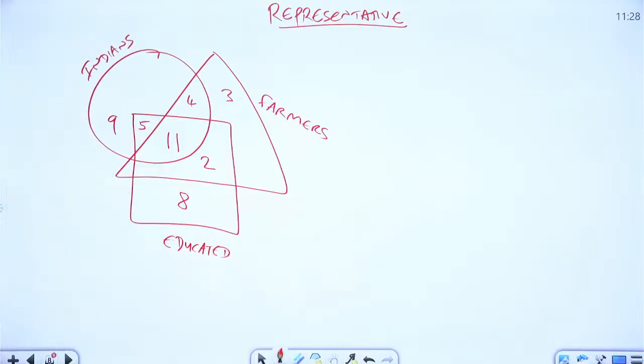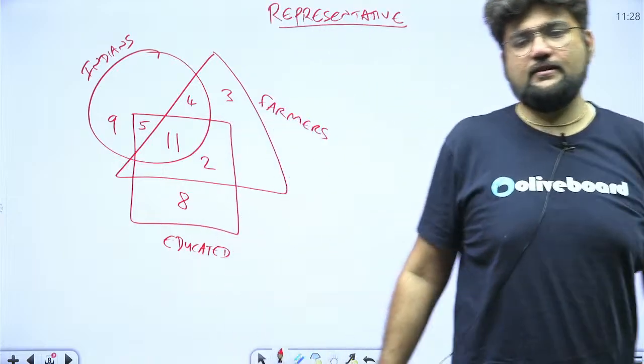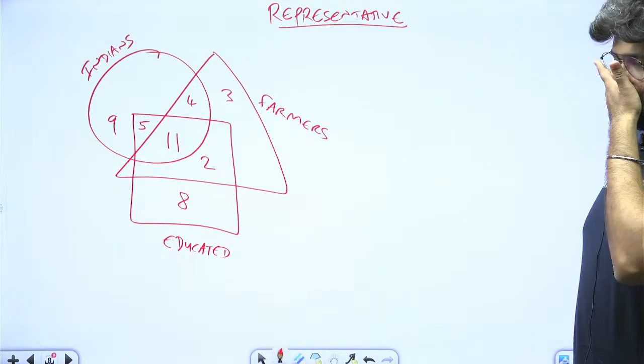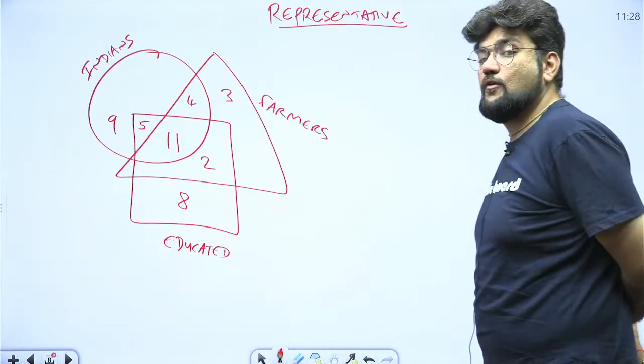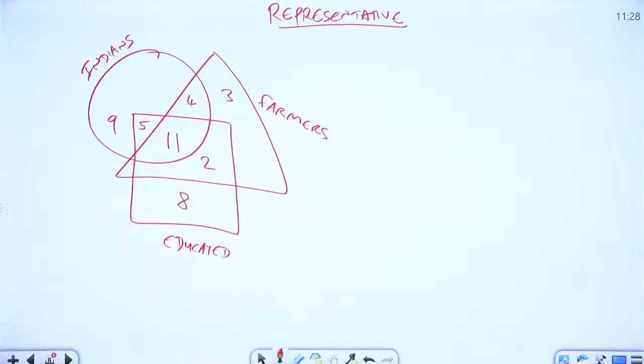This is the figure. So, the question will be that a Venn diagram given below represents Indians, farmers and educated. The circle represents Indians, the triangle represents farmers and the square represents educated people. And the number written inside each category represents the number of people who belong to that category. This is the question given to you. Now, they'll ask you various questions from this. You'll have to just give me the answers.